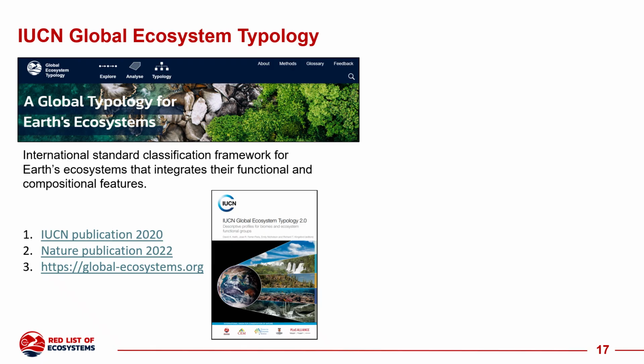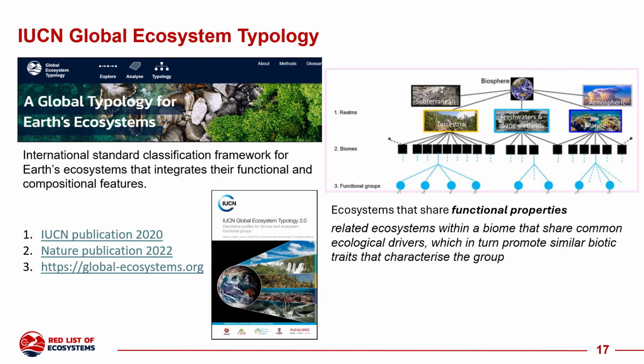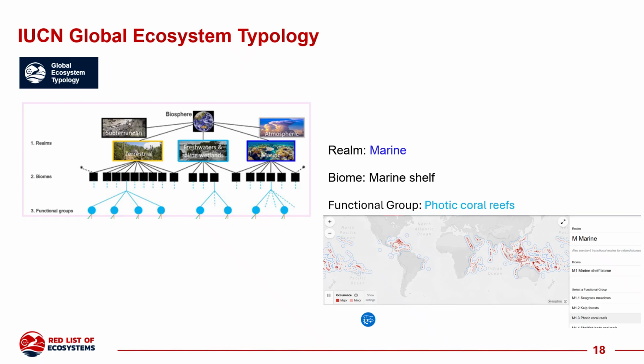It categorizes ecosystems according to hierarchical levels, starting with the realm the ecosystem occupies, then the biome, and finally the functional group it is part of, which is related ecosystems that share common ecological drivers and biotic traits that characterize the group, for example, temperate woodlands. There are 3 lower levels of classification, level 4, 5, and 6, which can be derived from the subdivision of ecosystem functional groups. For this global assessment, all regions will assess photic or shallow coral reefs, which are part of the marine shelf biome. That means deep water or mesophotic or rocky reefs will not be considered.